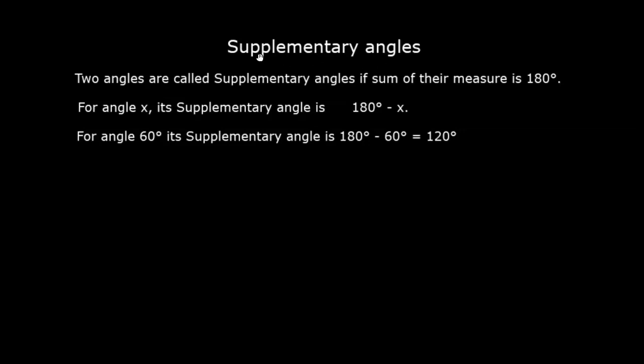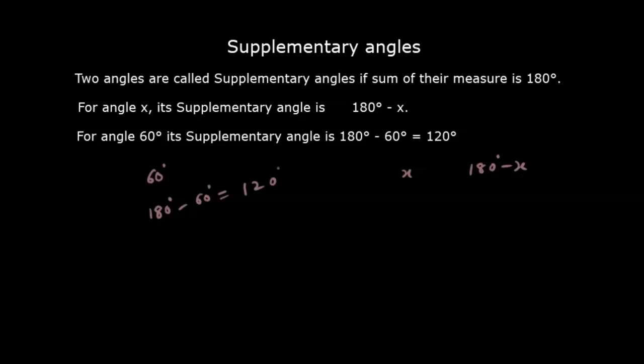Supplementary angles. Two angles are called supplementary angles if the sum of their measure is 180 degrees. For any angle x, its supplementary angle is 180 degrees minus x. So if we want the supplementary angle of 60 degrees, we will subtract 60 degrees from 180 degrees. That is 120 degrees. So for any angle x, the supplementary angle is 180 minus x.